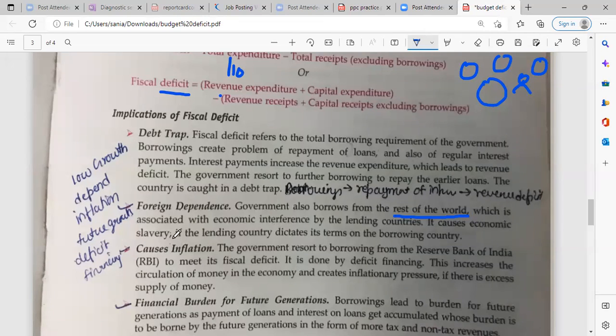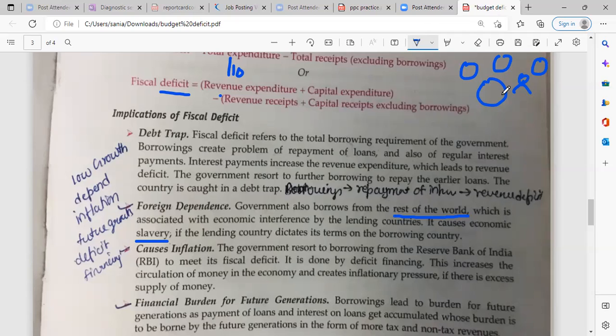It causes economic slavery. For example, you have given me money, so I will always be your slave. Slave in the sense, I'll be respecting you, I cannot say anything wrong to you. Whatever you are doing, I'll be accepting it, right? Because you have given your money, and you can ask for that money any time. It causes economic slavery if the lending country dictates its terms on the borrowing country.